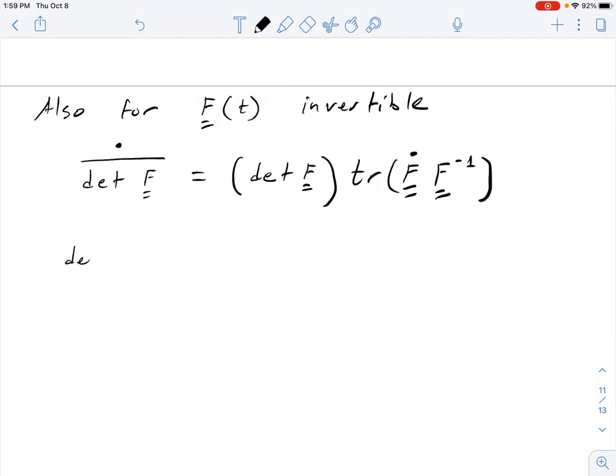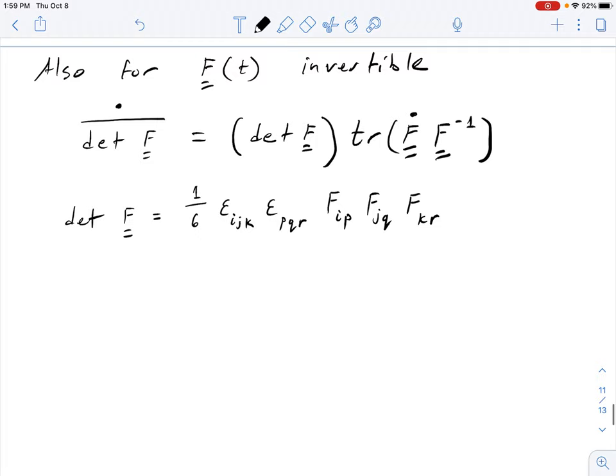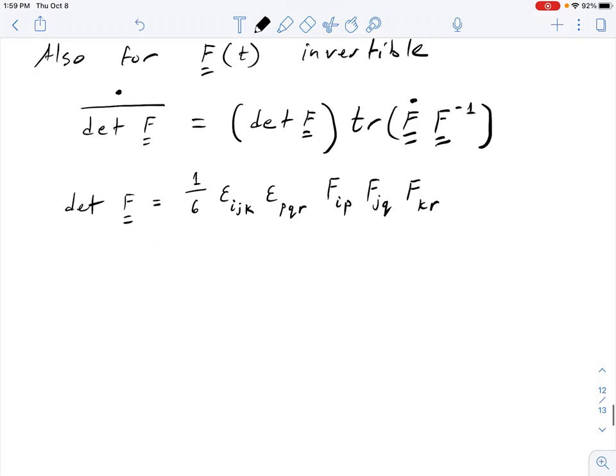But we have the determinant of F is equal to, and this is right out of the textbook, this identity, 1/6 epsilon ijk epsilon pqr F_ip F_jq F_kr. All right, so we can take the time derivative of that, and of course the 1/6 and the epsilons have no time derivative. So it's really just the three F terms that are going to have non-zero time derivative.